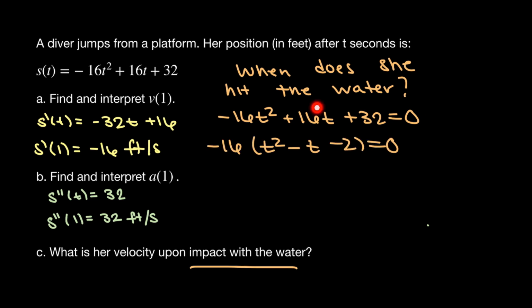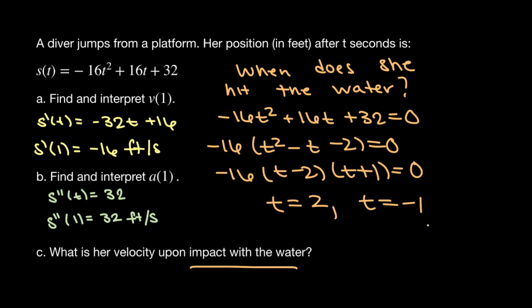And I have a quadratic equation. Negative 16t squared plus 16t plus 32 equals 0. We could use the quadratic formula. I think we can factor this one. I'm going to pull out a negative 16, and then I'm left with t squared minus t minus 2. And let's see, product of negative 2 is 2 and 1. If I make the 2 negative and the 1 positive, that does add up to negative 1 in the middle. So I've got two solutions, t equal 2 and t equal negative 1.